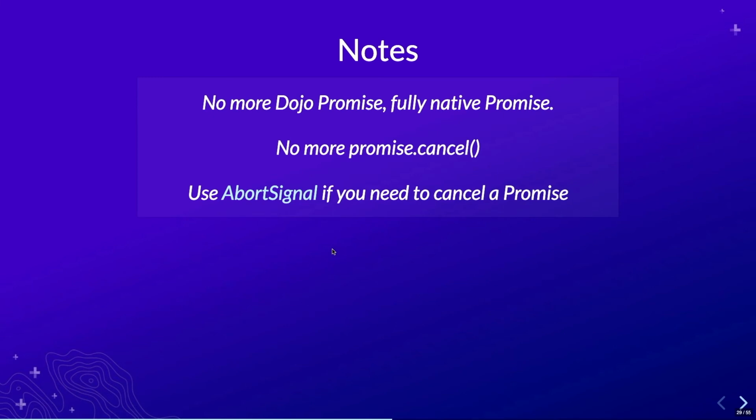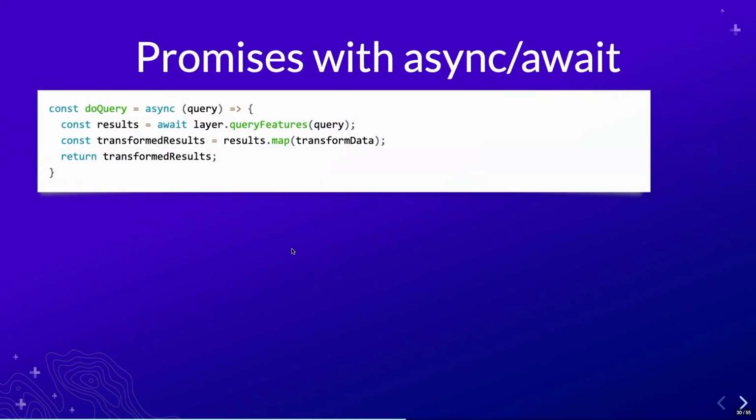Everything's fully native promise. So if you were previously doing something like creating Dojo promises or Dojo deferreds and doing deferred.cancel or promise.cancel, that is no longer available. You want to use the abort signal if you need to cancel a promise, and I'll talk about that in a little bit.